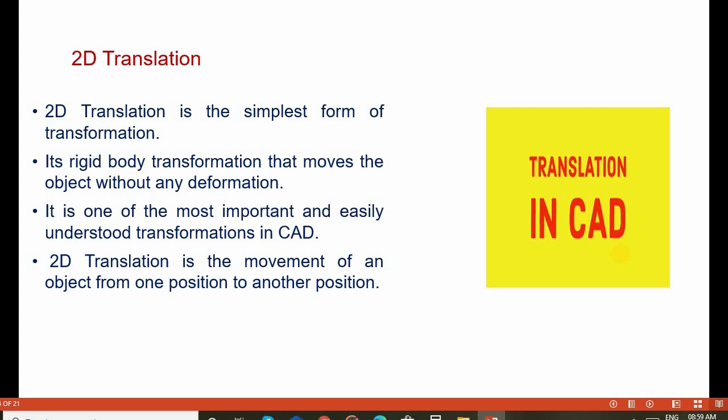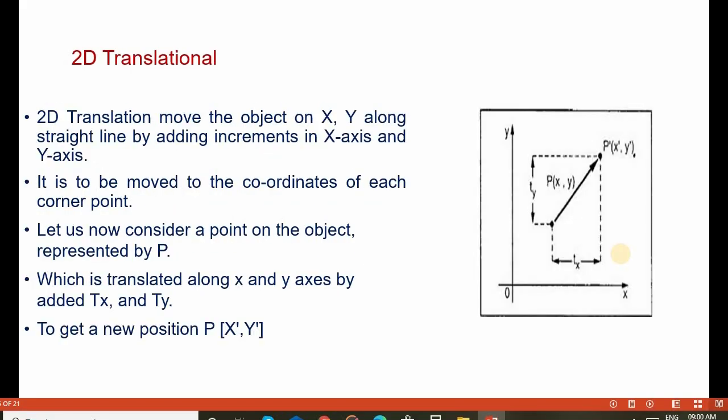Two-dimensional translation is the movement of an object from one position to another. That means the object's position coordinates can be moved to other coordinates. In two-dimensional translation, we move the object in x and y along a straight line by adding increments in the x-axis and y-axis. This is the basic principle of 2D translation. The coordinates of each corner point are moved.